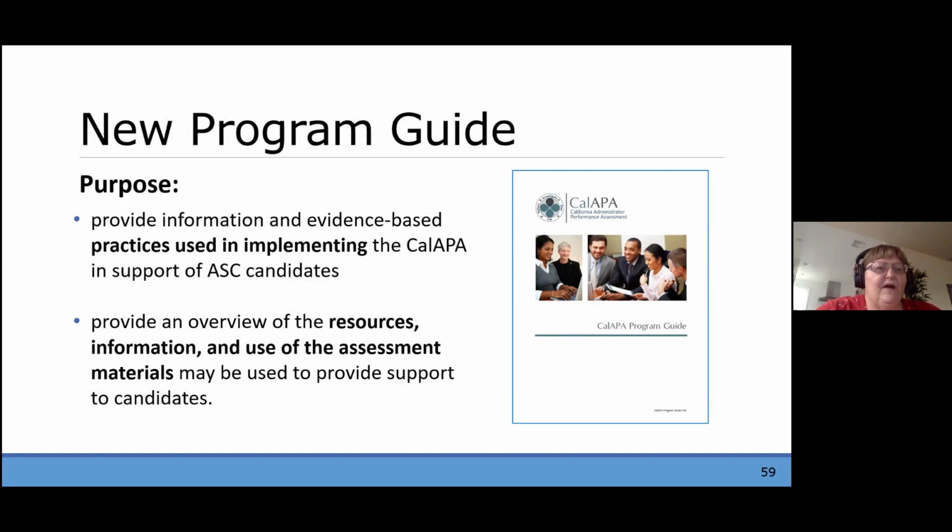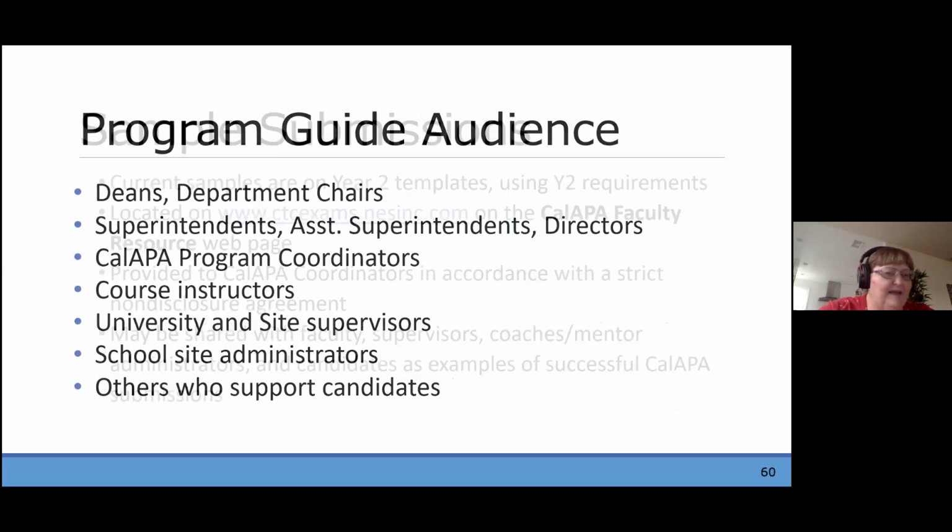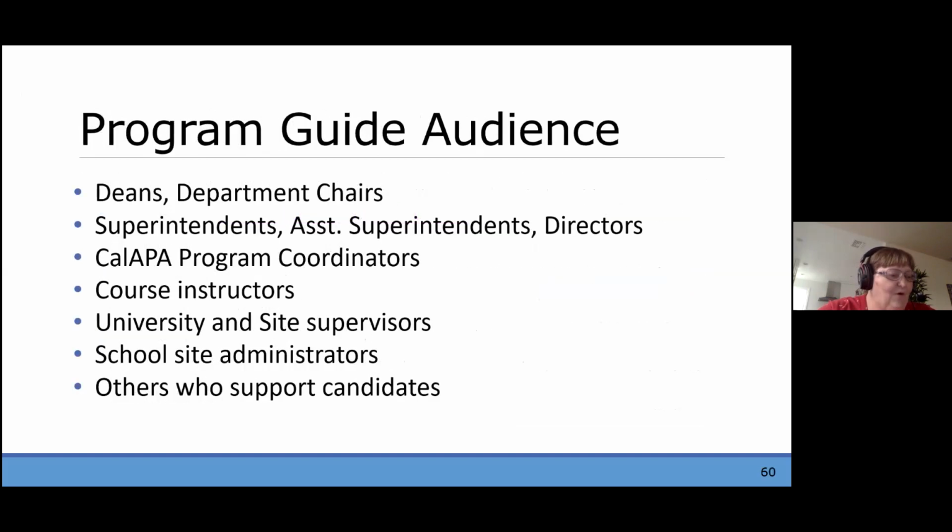It also has an overview of resources, general and specific information, and how to adequately use assessment materials to support your candidates. And it has been found useful for a variety of practitioners: our deans and department chairs, superintendents, directors, CalAPA program coordinators, course instructors, university site supervisors. There's something in here for everybody. I'm telling you, it's a very, very strong document, and I'm very appreciative of the work that has gone on to make this viable for us for this coming year.